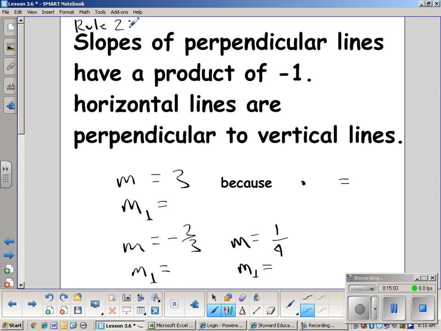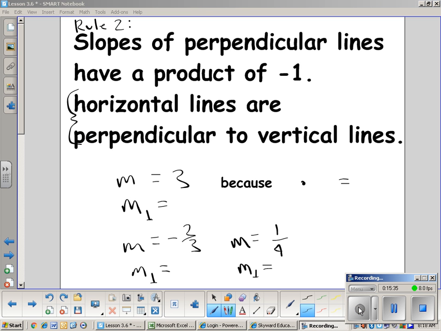Remember the slope of a vertical line? Undefined. And the slope of a horizontal line? 0. If I take 0 times undefined, I don't get -1, do I? So this right here is just covering the fact that their slopes really don't multiply to be -1, but they are perpendicular. And so this rule is just covering that. Alright? And we have some examples here we'll do in 1 second.